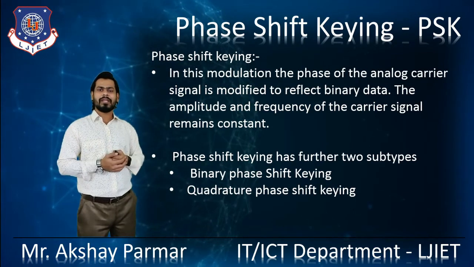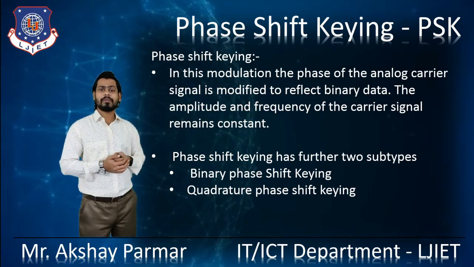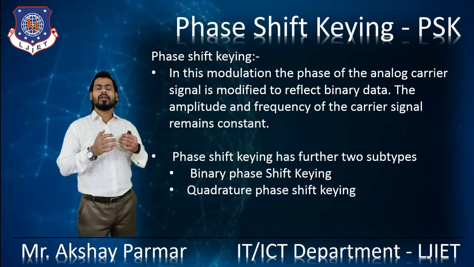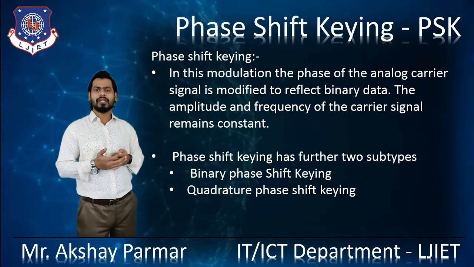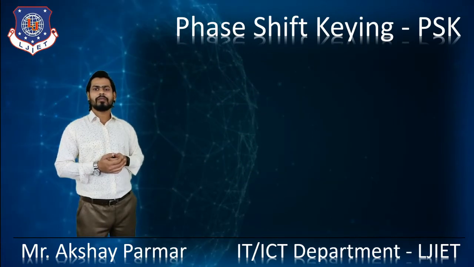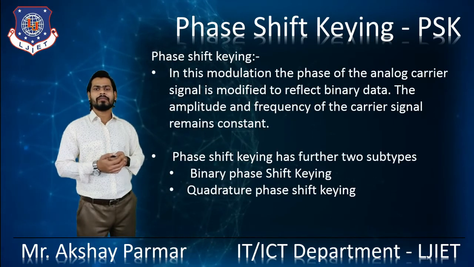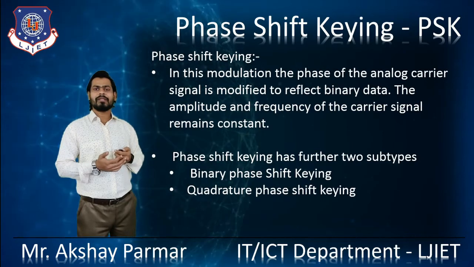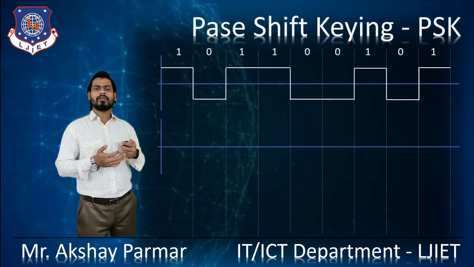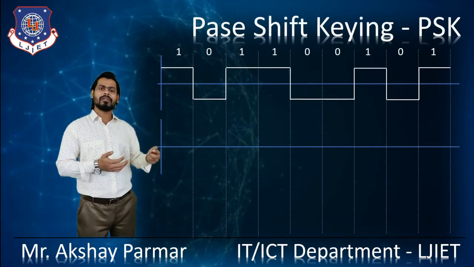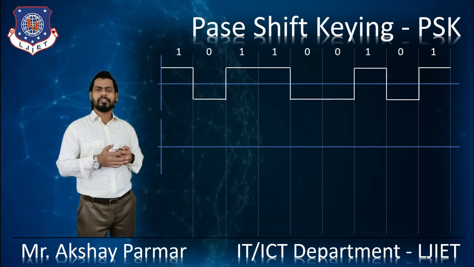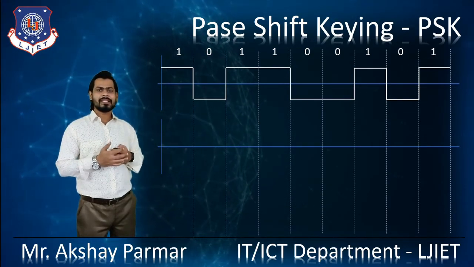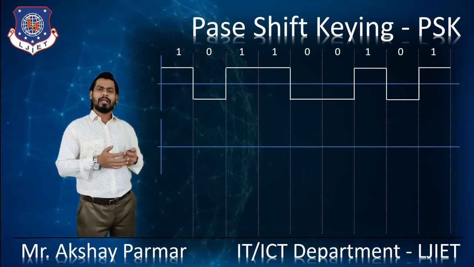So phase shift keying has two further subtypes, the binary phase shift keying and the quadrature phase shift keying, right? So let's see how phase shift keying works. As we have taken the example of that bit sequence 1 0 1 1 0 1 0 1, how is that digital data converted with the help of phase shift keying, by simply changing the phase of that analog signal, right?